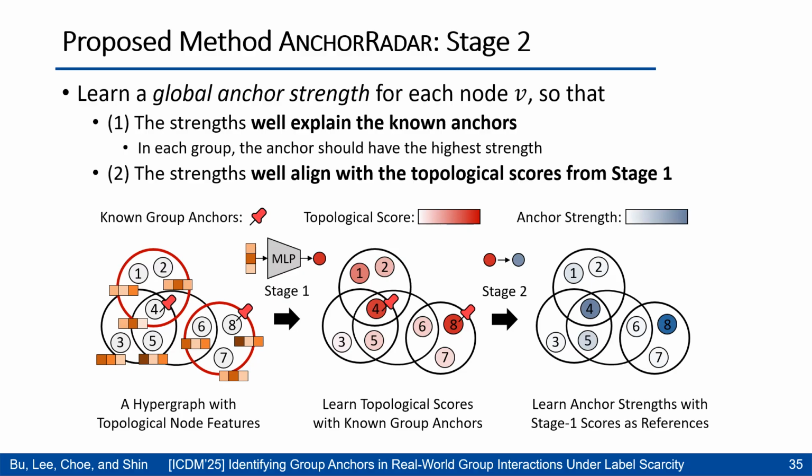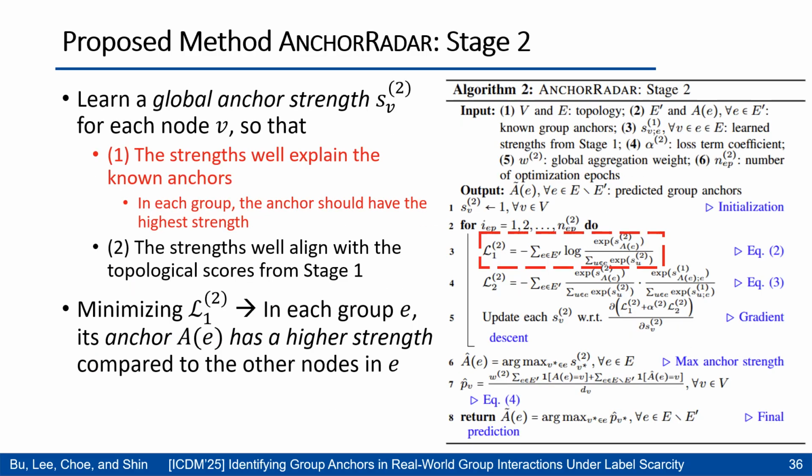Specifically, we learn global anchor strengths with 2 objectives. First, just like the stage 1 scores, the strengths should match the known anchors. Second, the strengths should align with stage 1 scores. Here are some details of stage 2. For the first objective, the loss looks similar to what we had in stage 1, except that the stage 1 scores are replaced by stage 2 anchor strengths.